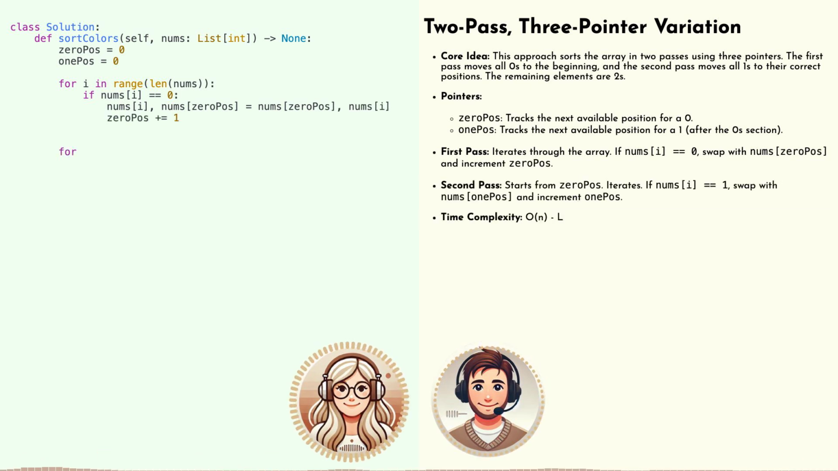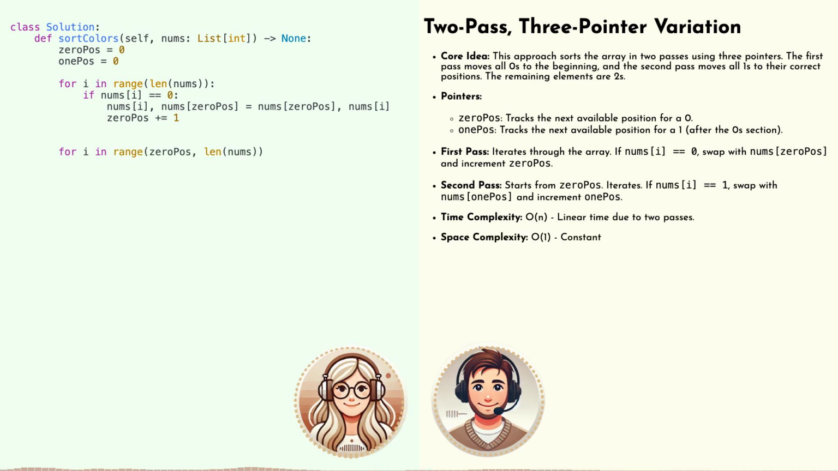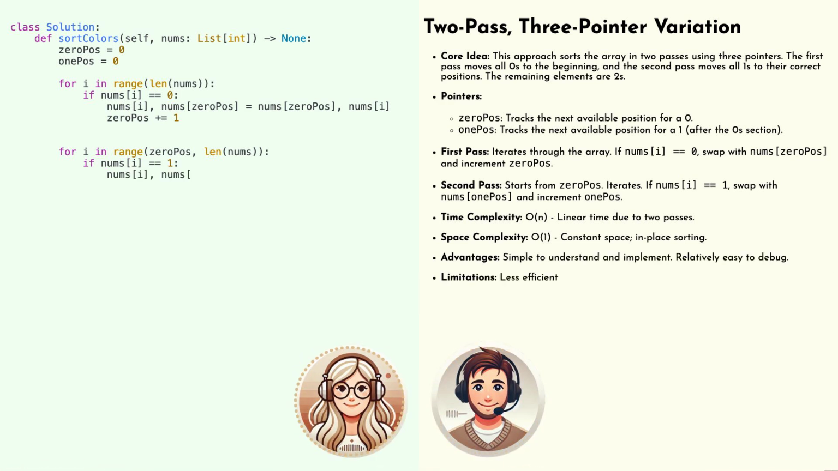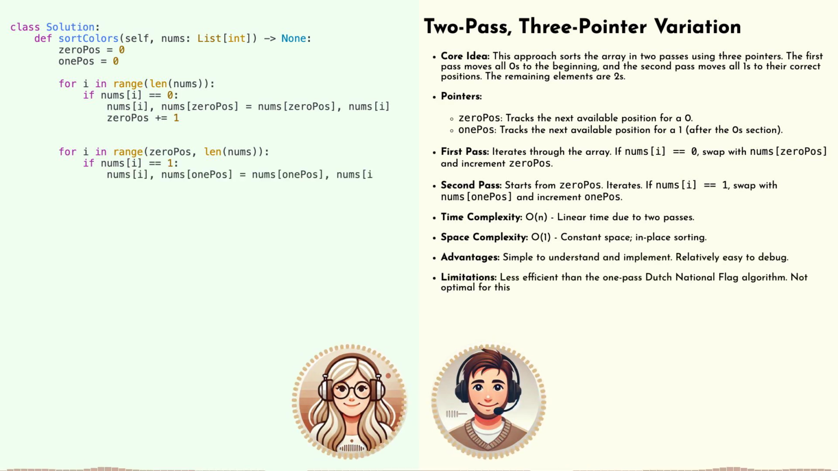Let's talk about a variation using three pointers, like the Dutch national flag algorithm. Okay. But this one uses two passes through the array. 2 passes and 3 pointers. All right. I'm intrigued. How's this one work? Think of it like a step-by-step approach to partitioning our array. So in the first pass, our goal is to move all the zeros, the reds, to the beginning. Like building that red zone at the front.